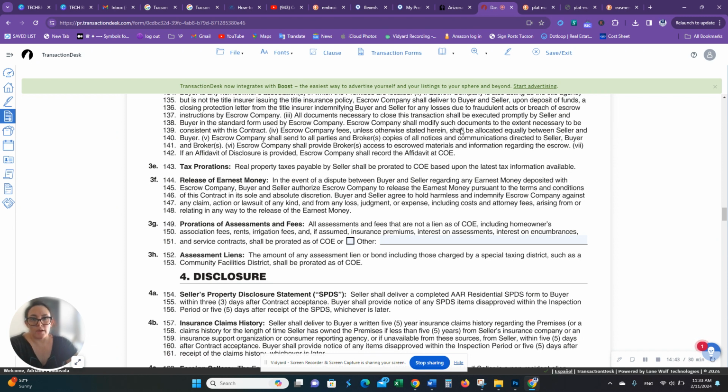Escrow company shall modify such documents to the extent necessary to be consistent with this contract. Escrow company fees, unless otherwise stated here, shall be equal. Okay, I already read that. Escrow company shall send all parties and brokers copies of all notices and communications directed to the seller, buyer, and brokers. Escrow company shall provide brokers access to the escrowed materials and information regarding the escrow.